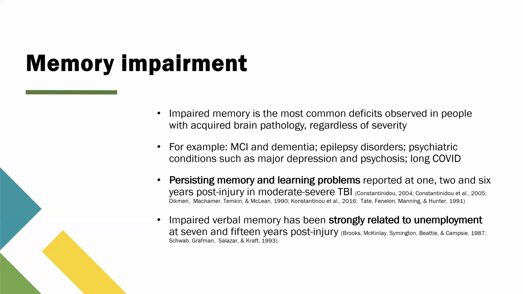So a couple of the facts that we know from research are that persisting memory and learning problems can be reported at 1, 2, and even 6 years post-injury for people with moderate to severe TBIs. Another fact from research is that impaired verbal memory has been strongly related to unemployment at 7 and 15 years post-injury. So that tells us a lot. It's not like people are dealing with memory impairments just immediately after a traumatic brain injury or acquired brain injury. This is something that's persisting and affecting their activities of daily life for many years after the initial injury.